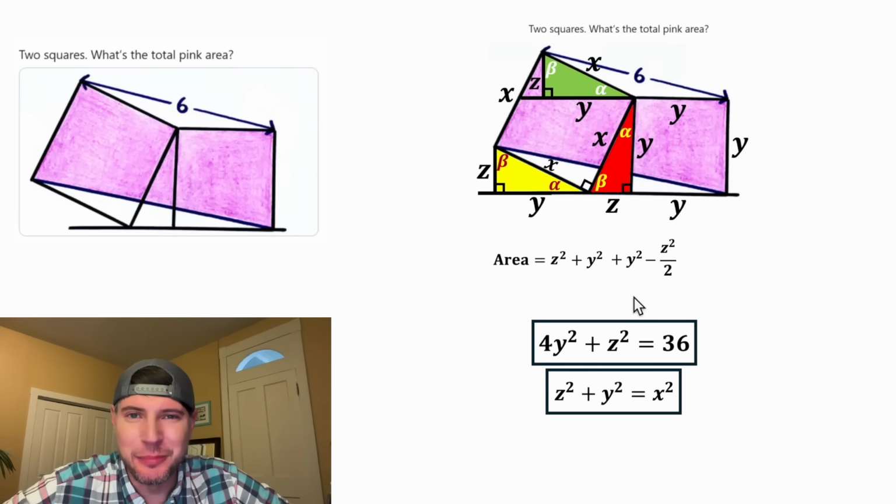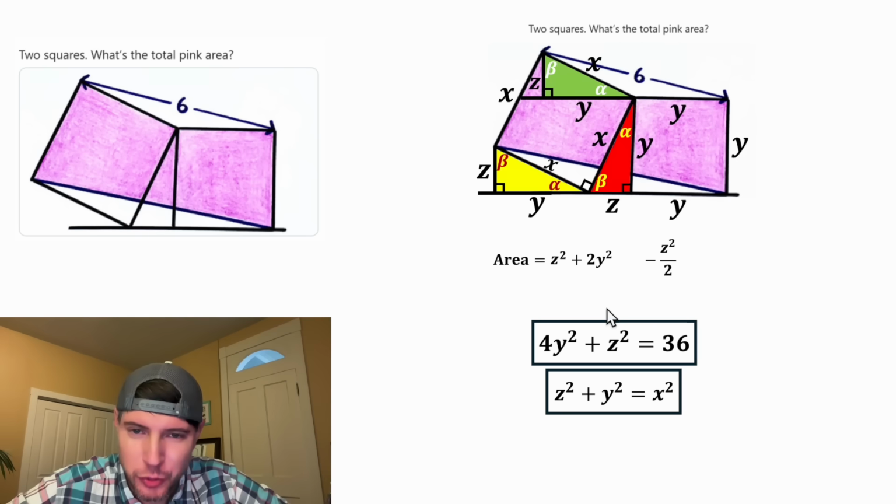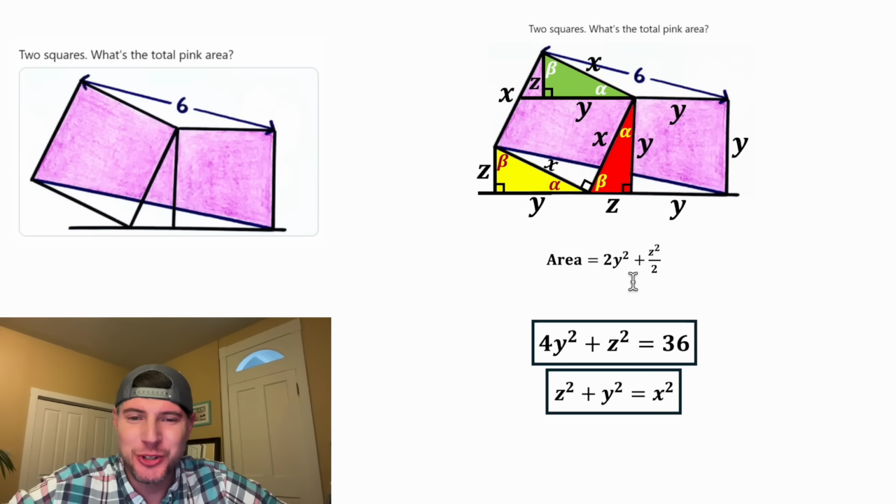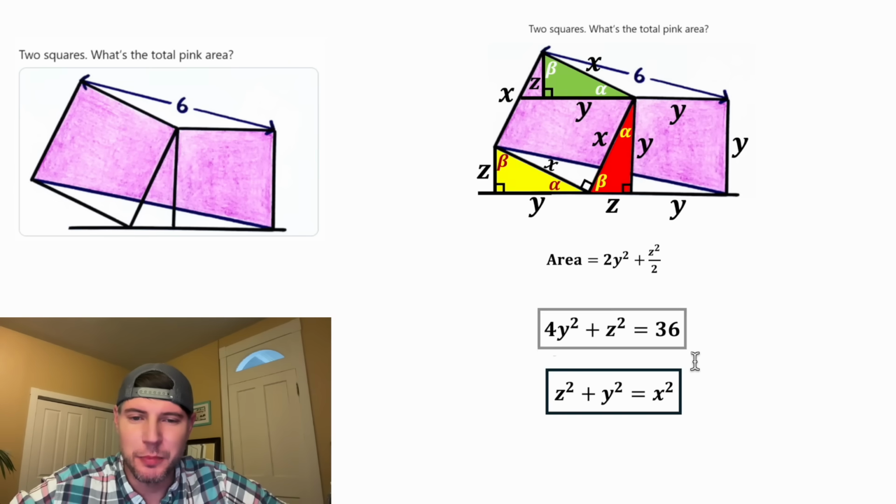So we can change this x squared into z squared plus y squared. And then from here, we can combine like terms. 1y squared plus 1y squared is 2y squared. And 1z squared minus half of z squared is 1/2 of z squared. So now we've got to figure out what is 2y squared plus z squared over 2. Let's see if we can use this box here.